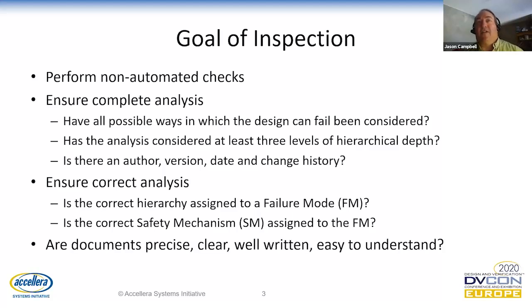Finally, we're going to review all the documents and make sure they're precise, clear, well-written, and easy to understand. This is all required by the standard. So we're going to do all this simply through inspection, reviews with peers, and so on.